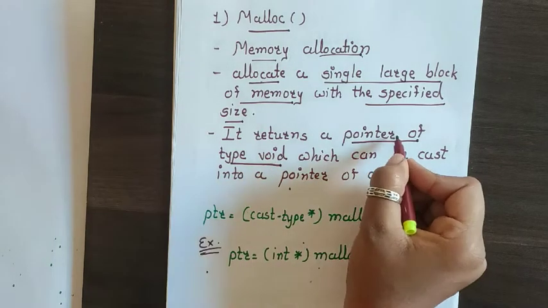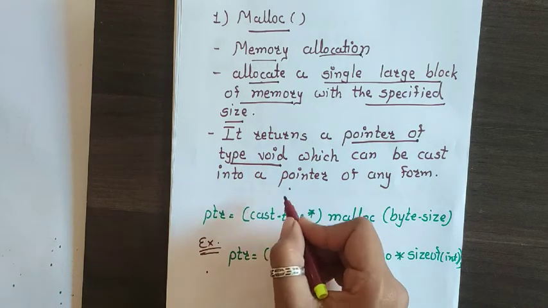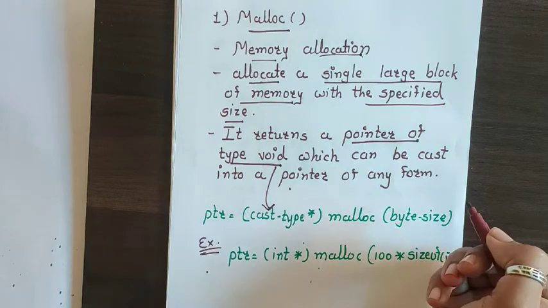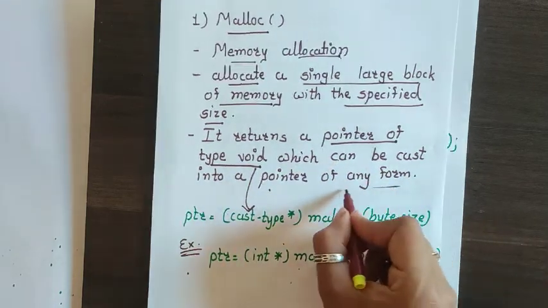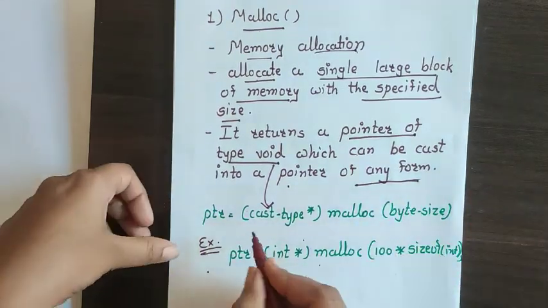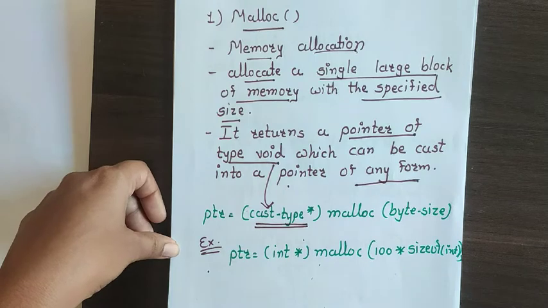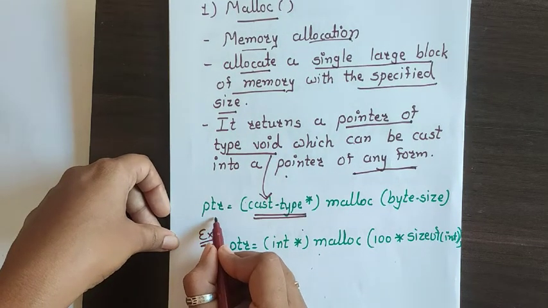So the pointer has no type, so we need to typecast it, right? It can be cast into a pointer of any form. So it will return a void pointer, right? And then we need to typecast that. So here we have the syntax, that is PTR.